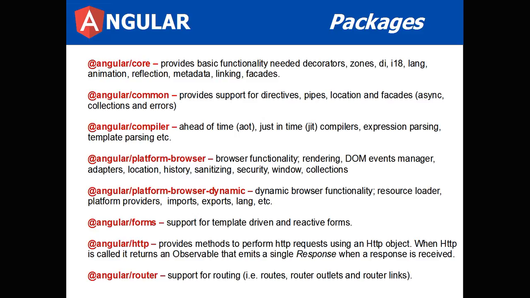Then you've got Angular HTTP, which provides methods to perform HTTP requests using the HTTP object. When HTTP is called, it returns an observable that emits a single response when a response is received. What we're trying to say here is, you have an HTTP object, you do a get on it. Until code subscribes, the web service will not be called. When you subscribe, the web service is called and you get streamed the data. And the router gives support for routing, routes, router outlets, router links, and we'll see a lot of that.